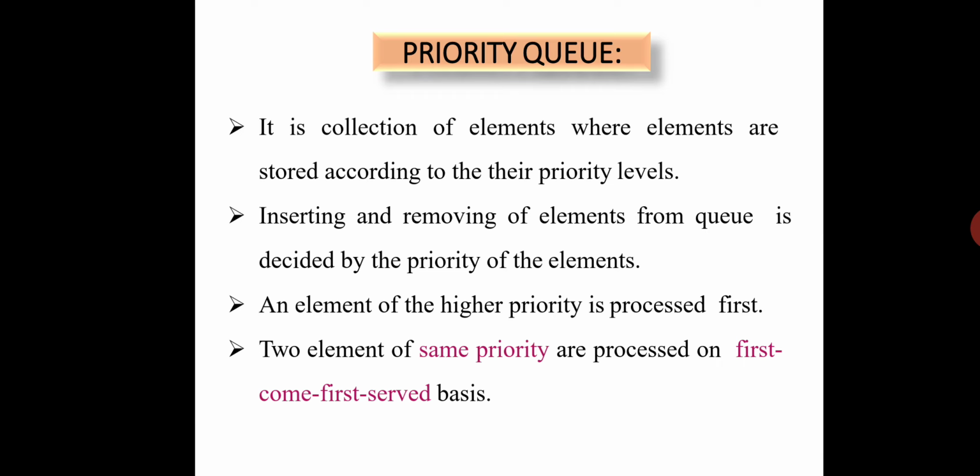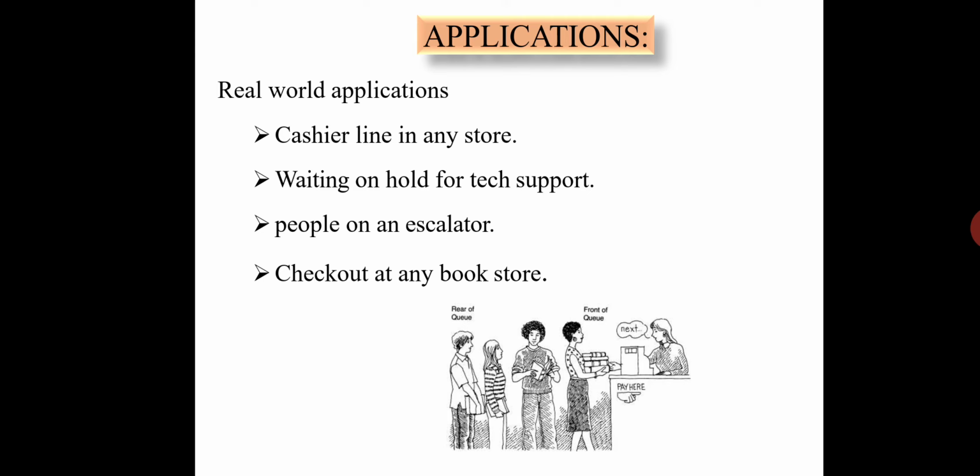Then priority Q. See, priority Q means it is highest priority. Insertion will be done in the normal linear Q, and we can go for deleting based on the priority basis. See, that is only the priority. It is a collection of elements where the elements are stored according to their priority levels. Insertion and removal of the elements from the Q is decided by the priority of the element. Any element of highest priority is processed first. Two elements with the same priority follow first come first served.